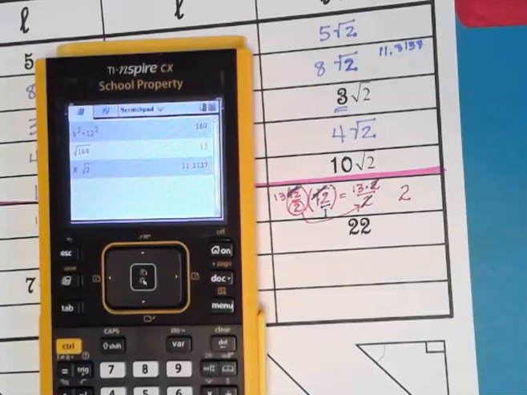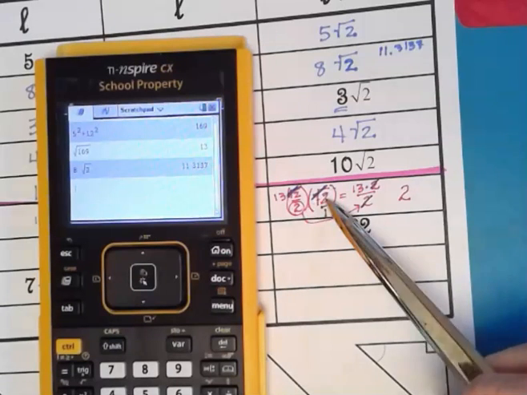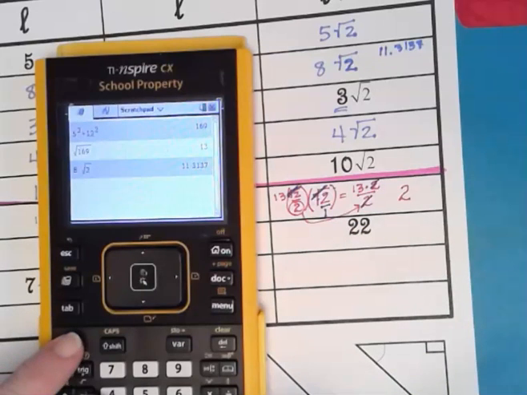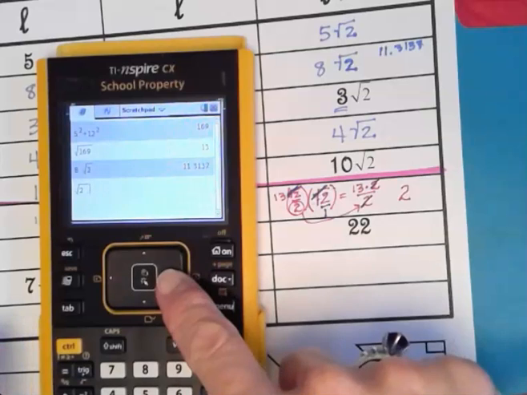So I just went back and tried to clean this up a bit where I accidentally drew through that, because square root of 2 times square root of 2 will give us this 2. I'm going to show you on the calculator. Square root of 2 times square root of 2.